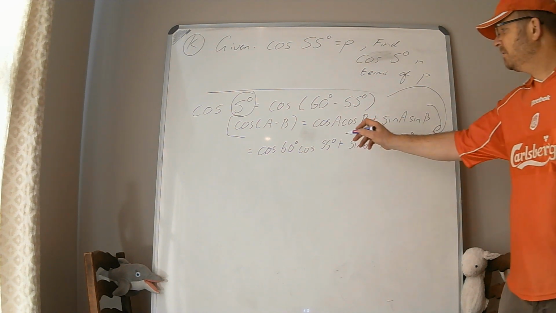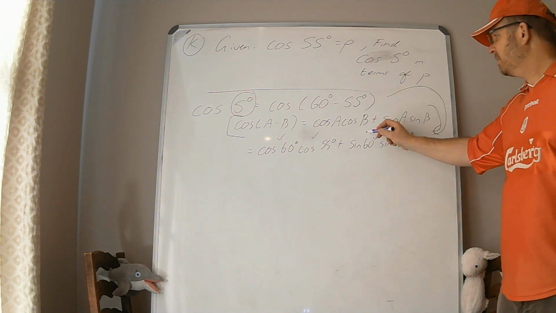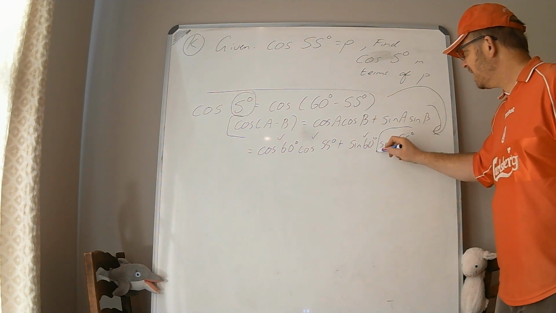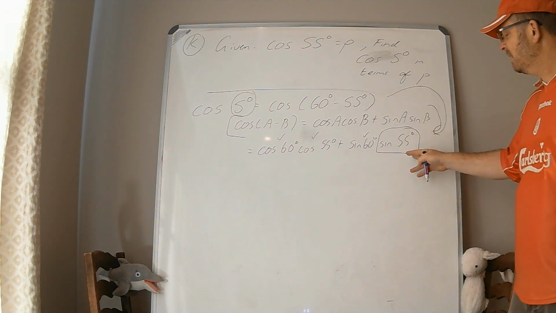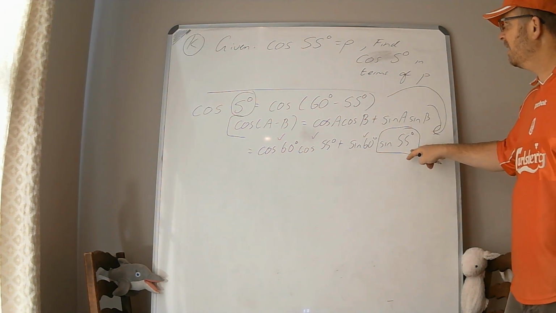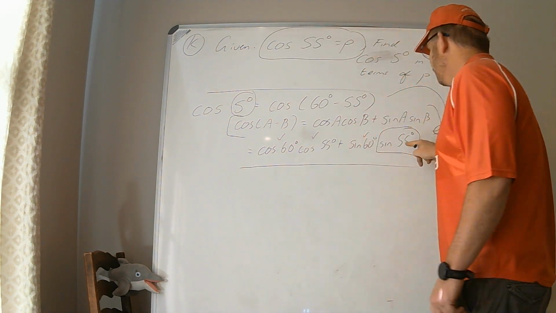Well, we know cos 55 is P, cos 60 is a special angle, we can work that out. Sin 60 is a special angle, we can work that out. Our problem child is sin 55. Okay, I don't know what sin 55 is. But what did we say just now? We know cos 55 is equal to P, and we're looking for sin 55.